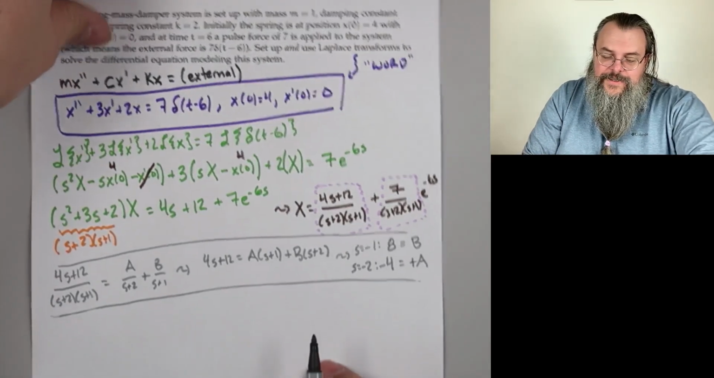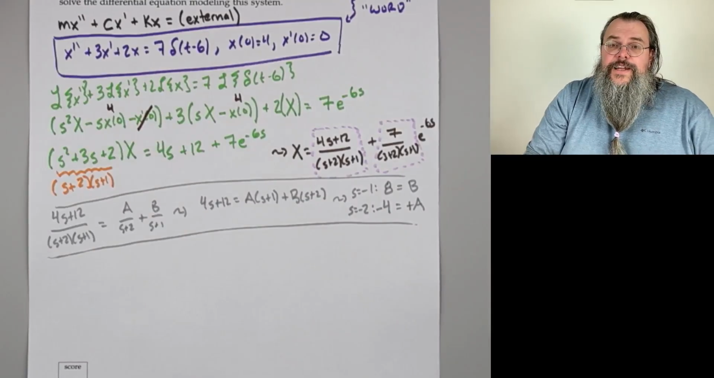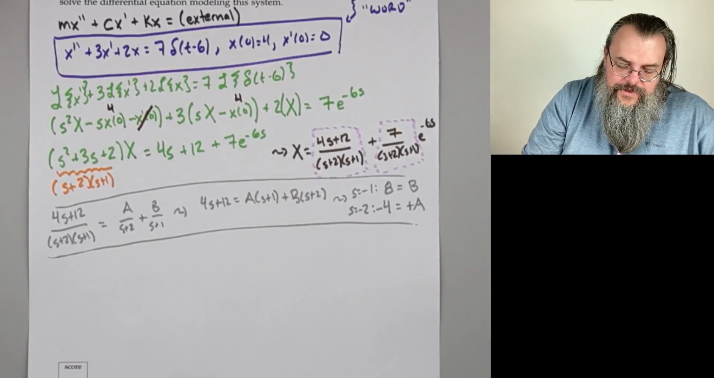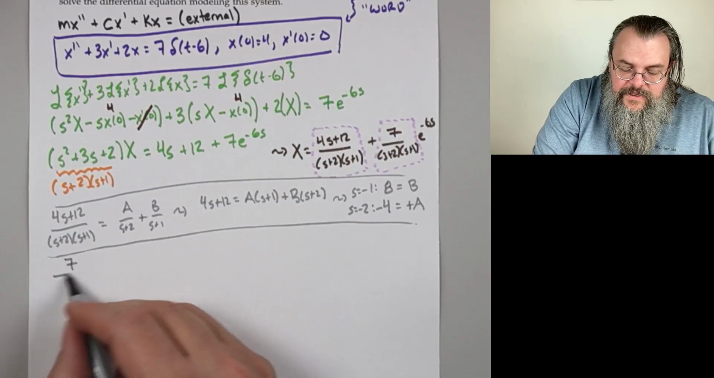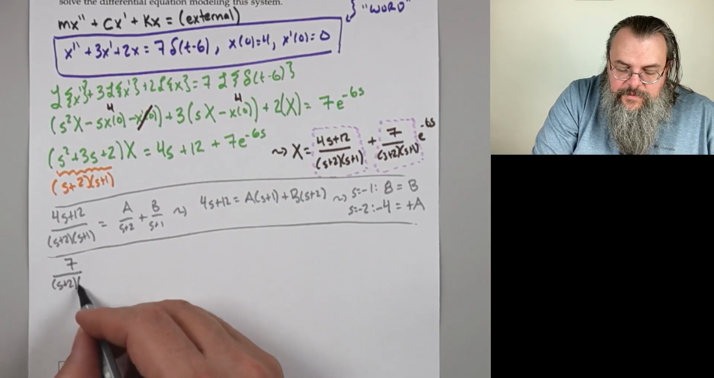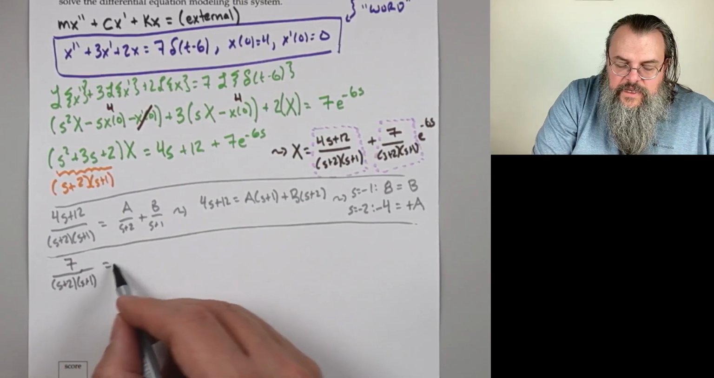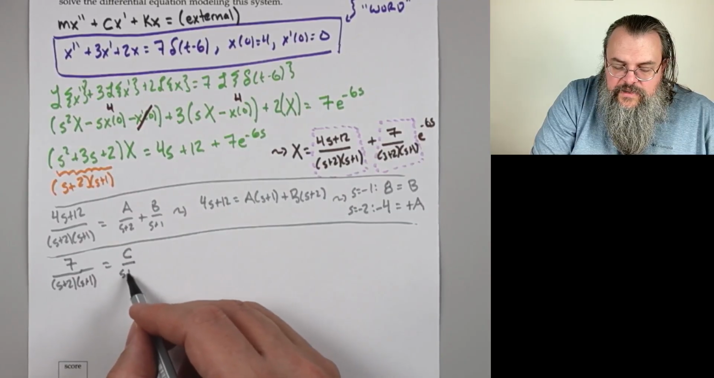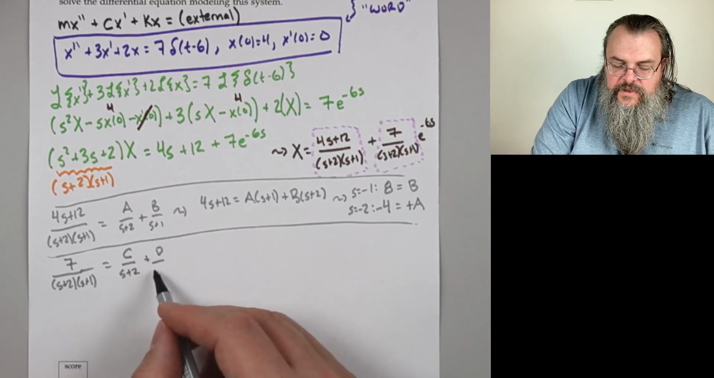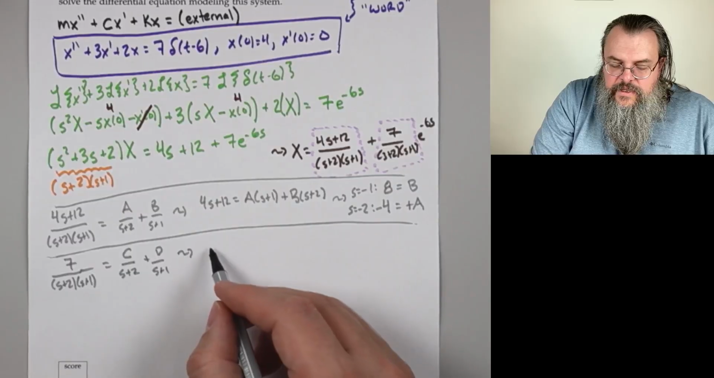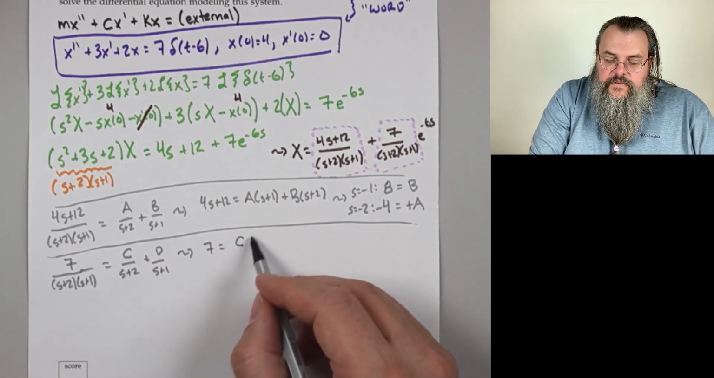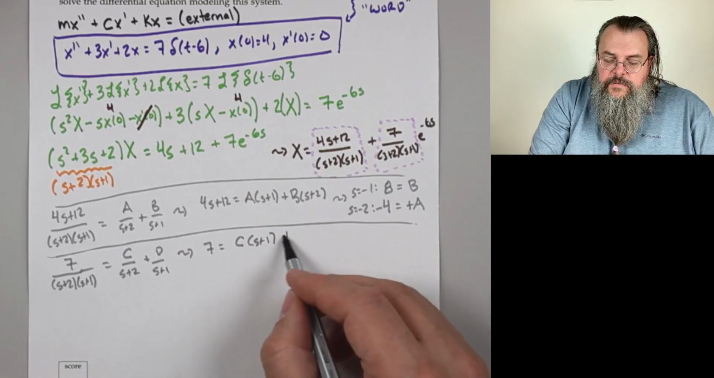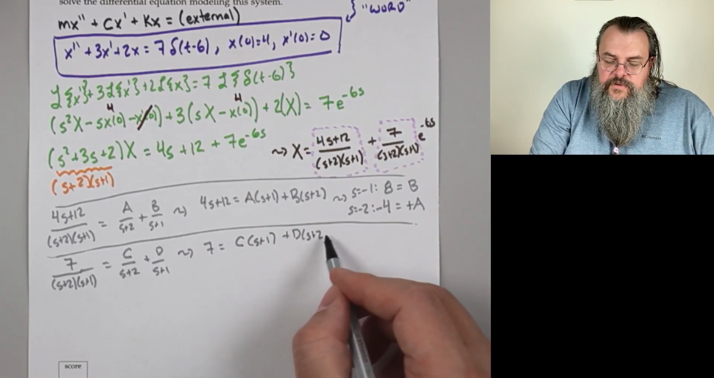What's the other partial fractions look like? Well, that's going to be the following. So you get 7 over s plus 2 times s plus 1. Looks like something over s plus 2 plus something over s plus 1. Clear your denominators. So 7 is some constant times s plus 1 plus some other constant times s plus 2.